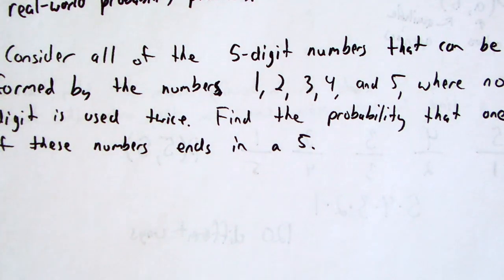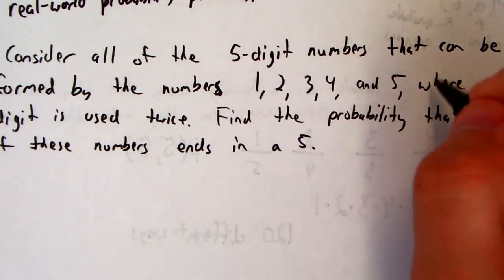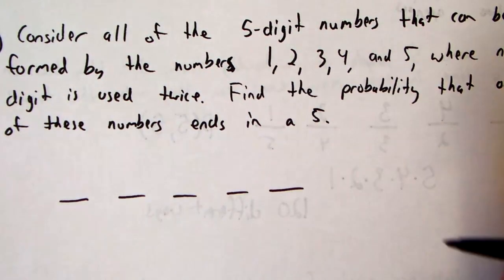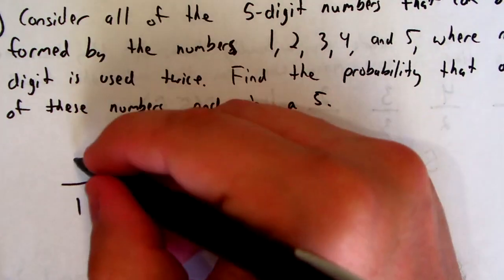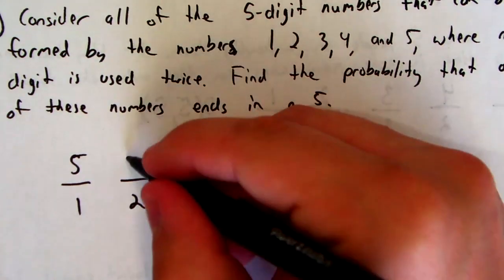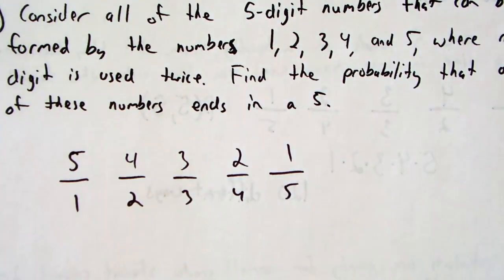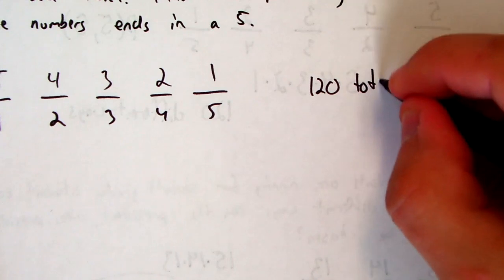So, let's figure it out. How many different options do you have? You have 1, 2, 3, 4, and 5. This is the first number, second number, third number, fourth number, and fifth number. So you have 5 options for the first number, 4 for the second, 3, 2, and 1. Very similar to example 1, so we know that there are 120 total ways.